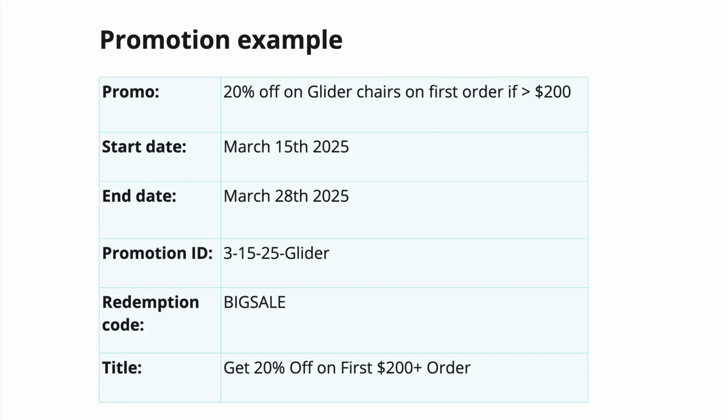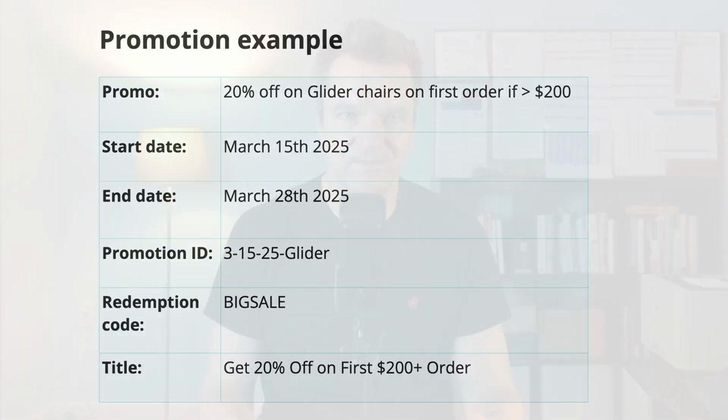Here's our example promotion setup. We want to offer 20% off on patio glider chairs when customers spend over $200 on their first order. The promotion will run from March 15th to March 28th. We'll give this promotion an ID, Gliders 3/15/25. Customers will need to use the promo code BIGSALE at checkout. To help customers understand the deal, we'll add a clear promotion title that will appear in their shopping ads. Now that we have all these details ready, we can set up our promotion in Google Merchant Center.